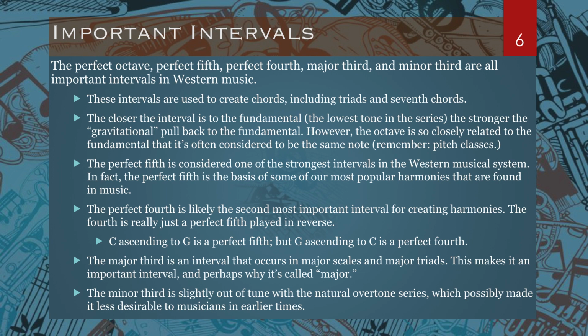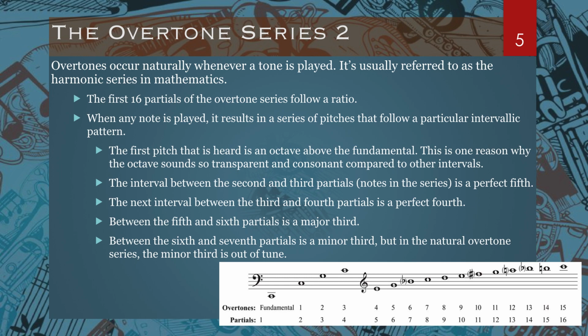But the perfect fourth is likely the second most important interval for creating harmonies, and the fourth is really just a perfect fifth played in reverse. If you again look at this, the perfect fourth is going to be from partial 2 to 3. So that is C to G going down. The perfect fifth goes from C up to G. So it's the same notes, but when you place the C below the G, you get a perfect fifth. When you place the C above the G, you get a perfect fourth. So they're very closely related for that reason.